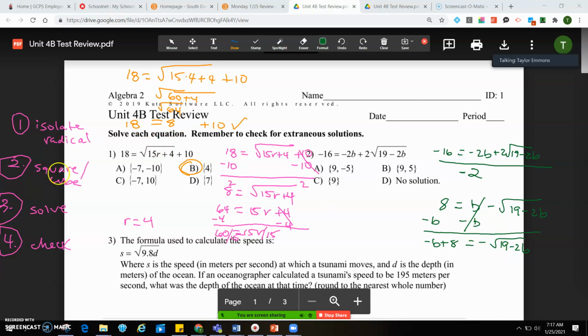So now we're going to square both sides. Okay, so we're going to take both sides and square it. And that's going to get rid of this radical. It's also going to get rid of this negative. So we're going to have 19 minus 2b on one side. On the other side, we're going to FOIL this out. So that's going to look like this. Okay, so once you multiply all of that out, that's what that's going to look like.